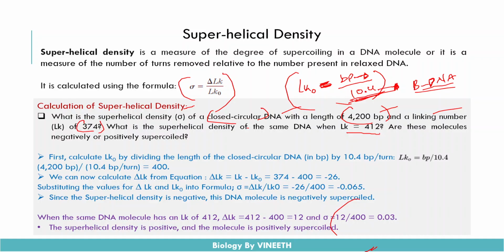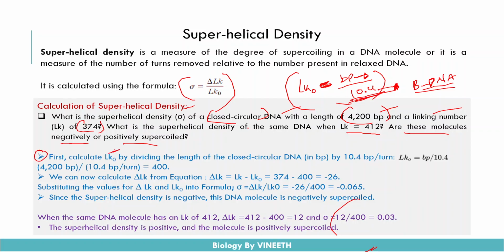That means you are either removing or introducing some extra turns, which also changes the superhelical density. And are these molecules negatively or positively supercoiled? You have to tell the orientation of this DNA molecule, whether it is negatively or positively supercoiled. First we have to do this.